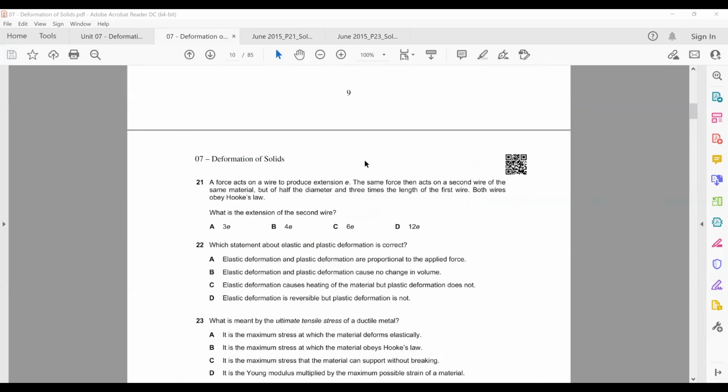Okay, now a force acts on a wire to produce extension E. The same force then acts on a second wire of the same material but half the diameter and 3 times the length of the first wire. Both wires obey Hooke's law. What is the extension of the second wire? Okay, now this one is the correct one where you need to use ratio.